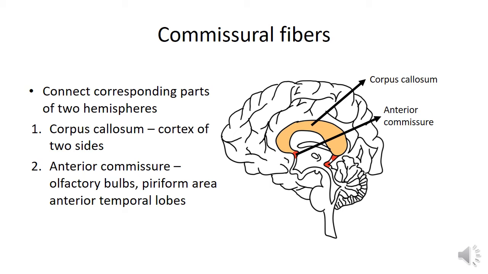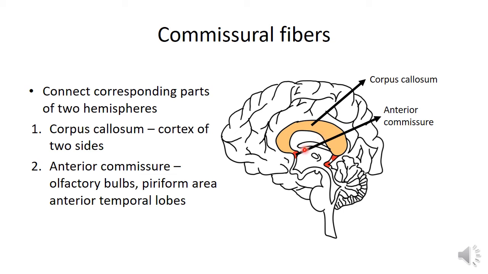The next type of white matter is the commissural fibers. The commissural fibers refers to fibers which connect corresponding parts of the two hemispheres. We saw the association fibers are the ones which connect different parts within the same hemisphere. But the commissural fibers connect across. The most important one is corpus callosum, which connects the cortex of two sides.